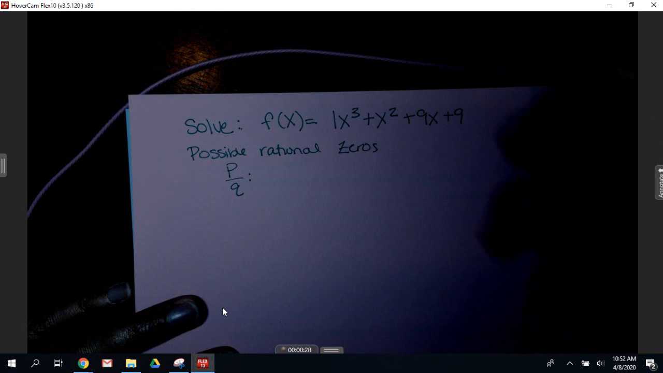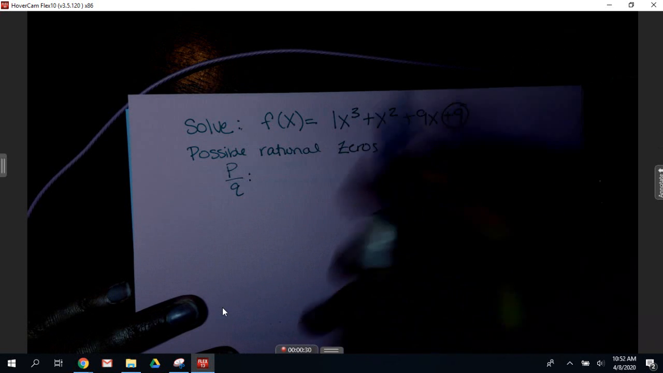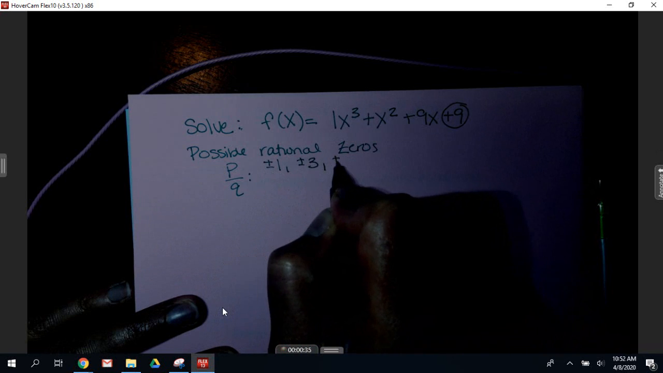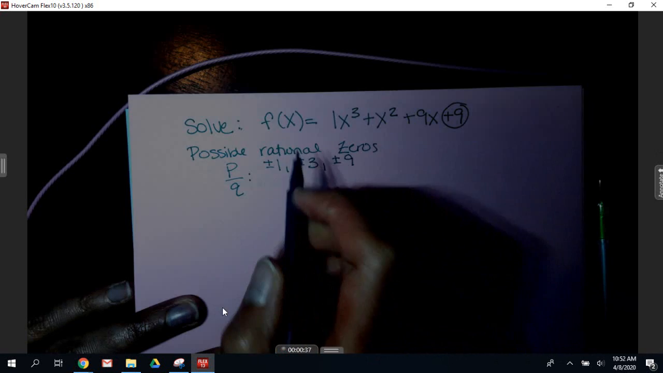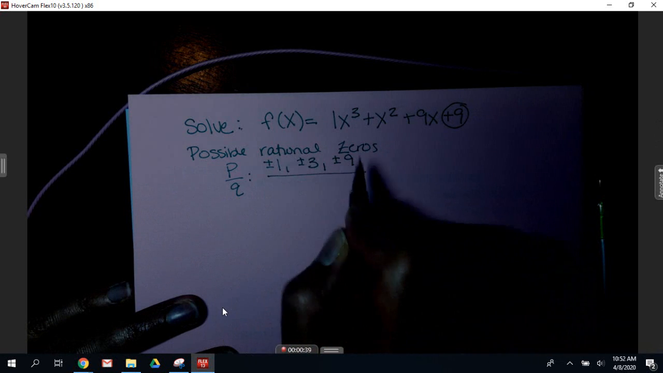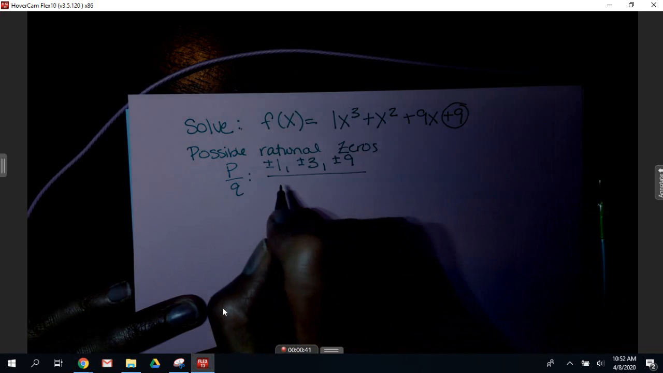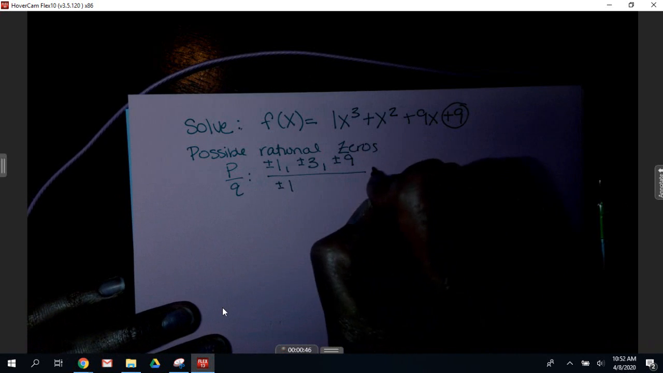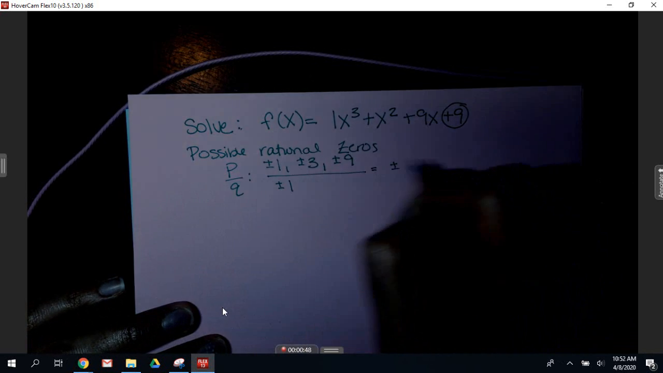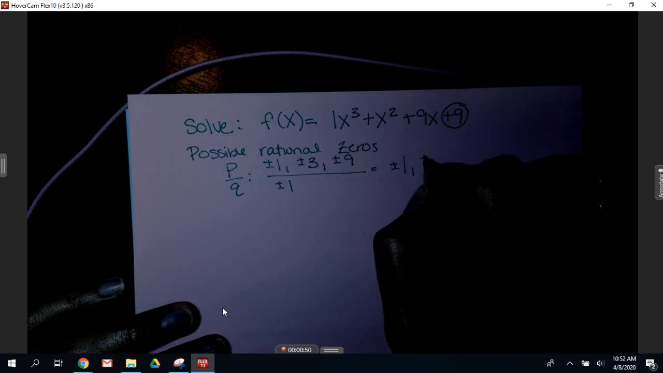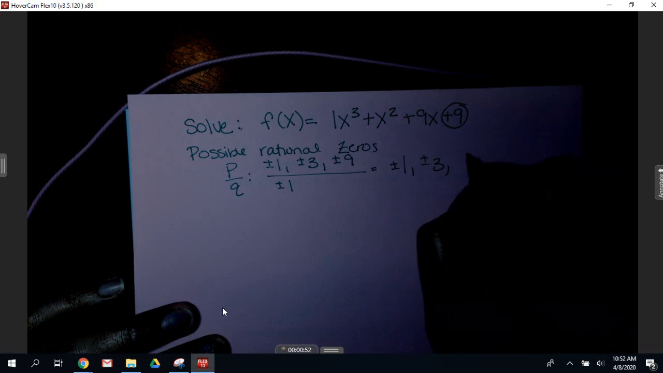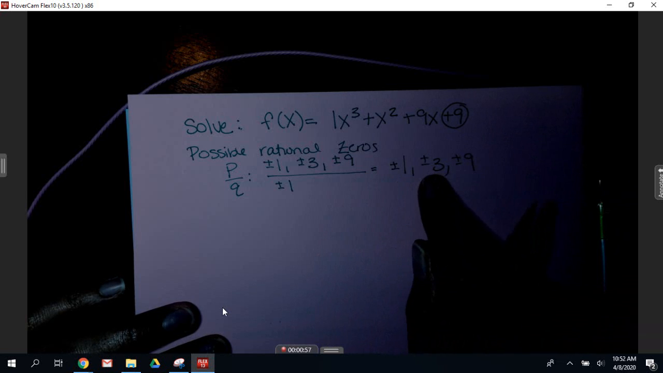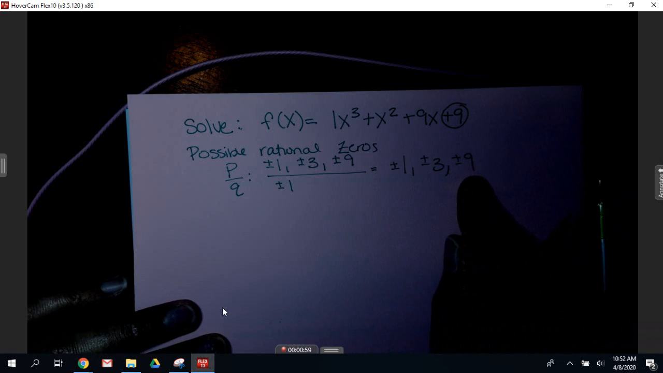So our P, so that's our 9, so we can have plus or minus 1, plus or minus 3, plus or minus 9. And then for our Q, our lead coefficient is 1, so that makes it nice. It's just plus or minus 1. So our P over Q values are 1 over 1, 3 over 1, or 9 over 1. So plus or minus 1, plus or minus 3, plus or minus 9.